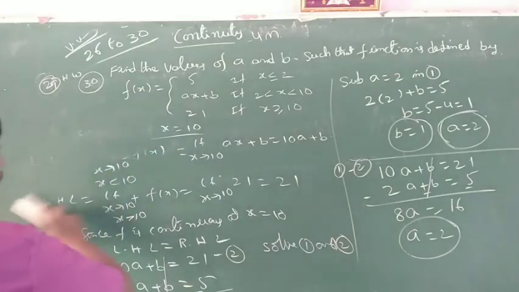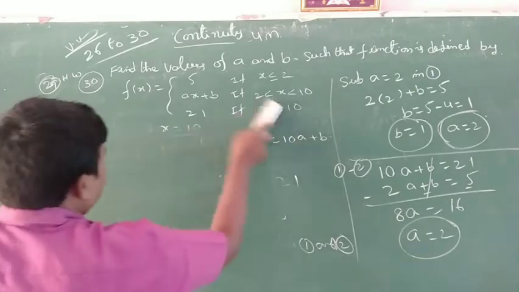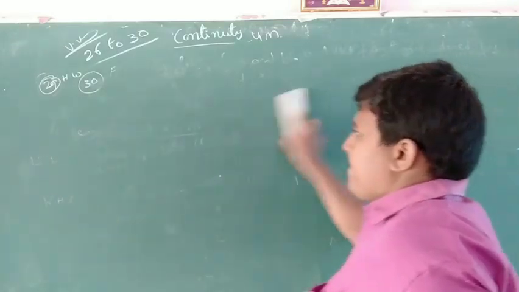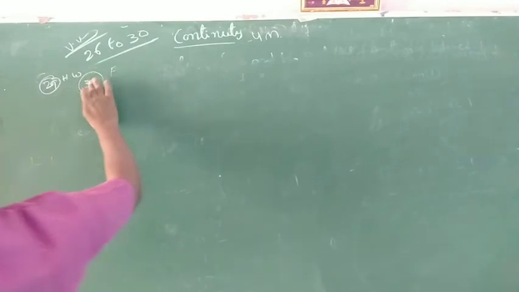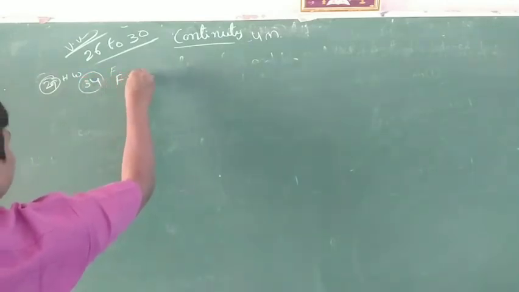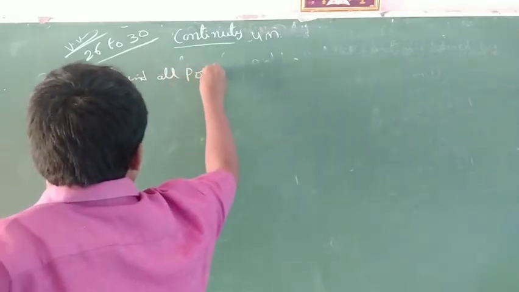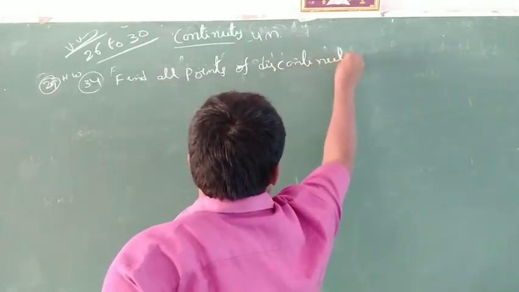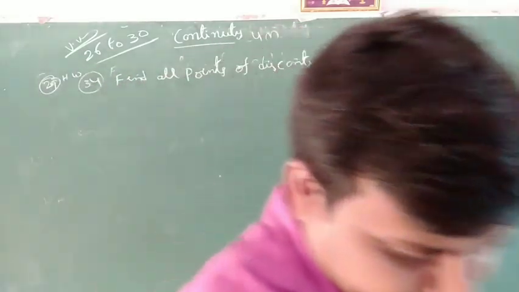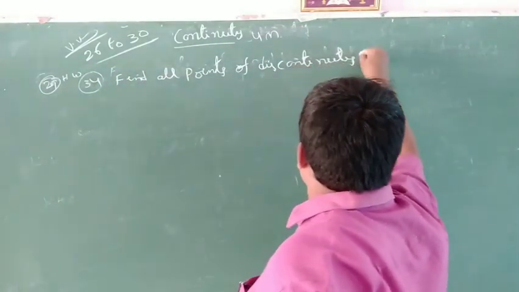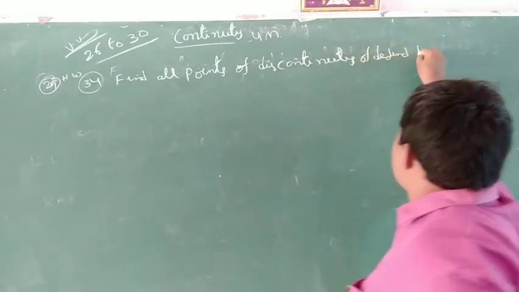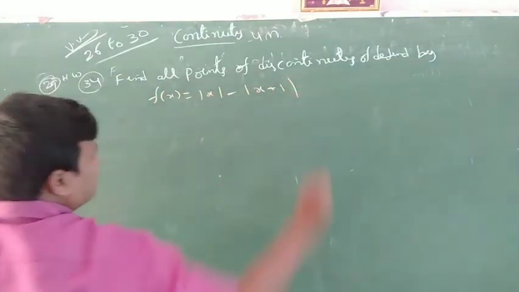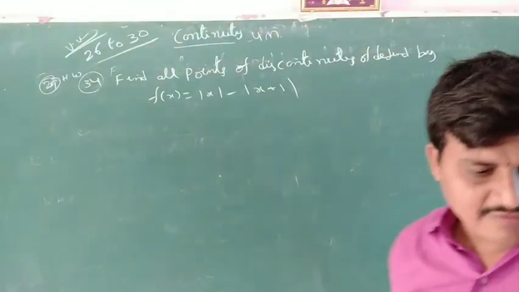Next, the last problem, the T4 problem. Find all points of discontinuity of f defined by f of x is equal to mod x minus mod of x plus 1.